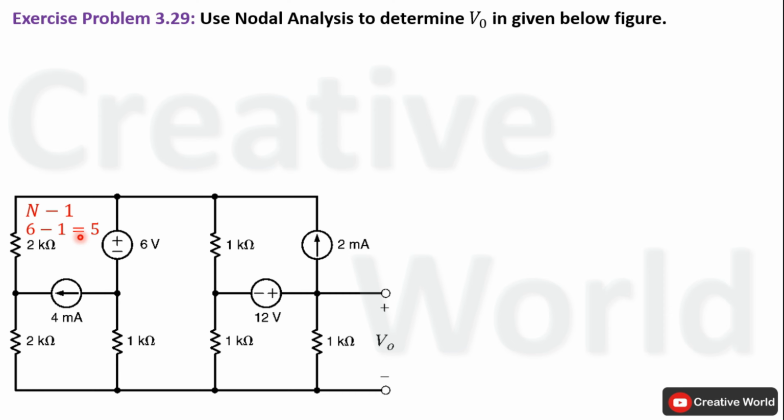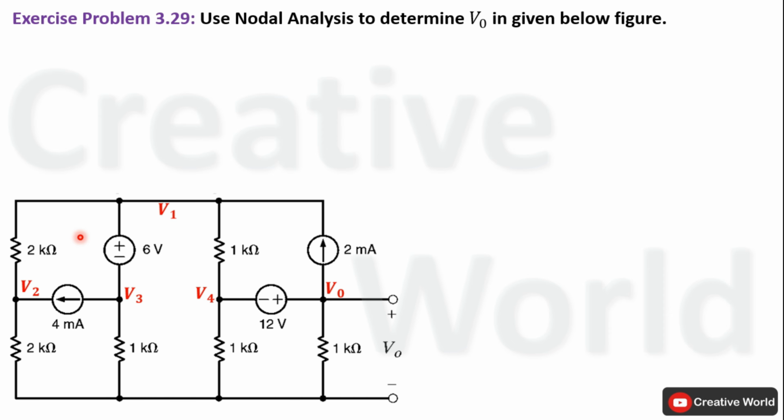In the next step, we have to label all unknown non-reference node voltages. In this network, we have considered this node as the reference or ground node. Other non-reference node voltages are labeled as V0, V1, V2, V3 and V4. Before we proceed further, if we observe, there are two voltage sources that are connected between two non-reference nodes. So we cannot solve this problem using the simple nodal analysis technique. We have to switch towards the supernode topology.